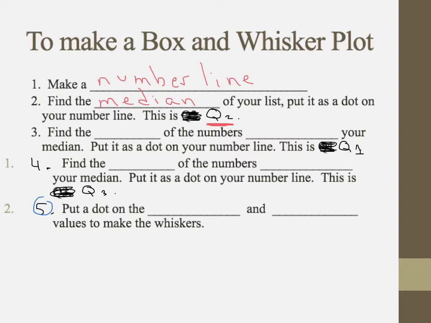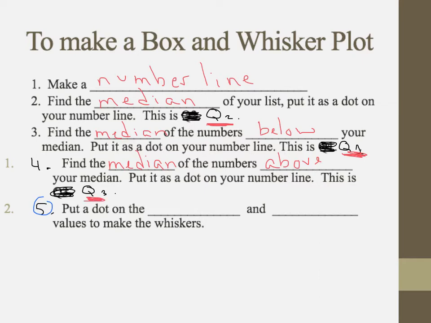Step 3, you're going to find the median of the numbers below your median and put it as a dot on the number line. This is Q1, or quartile 1. Step 4, find another median, but this time you're going to find the median of the numbers above the original median. Put it as a dot on the number line, and this is Q3, quartile 3.